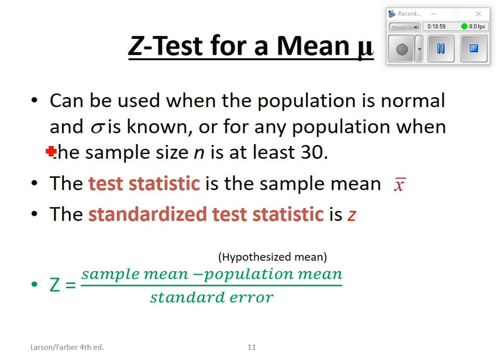Z-test for a mean. Don't write any of this down. Let me look at it first. This is stuff hopefully you remember. It can be used if the population is normal and sigma is known. Are we going to know sigma most of the time? No. Most of the time we're going to go by the fact that our sample is at least 30, 30 or more.